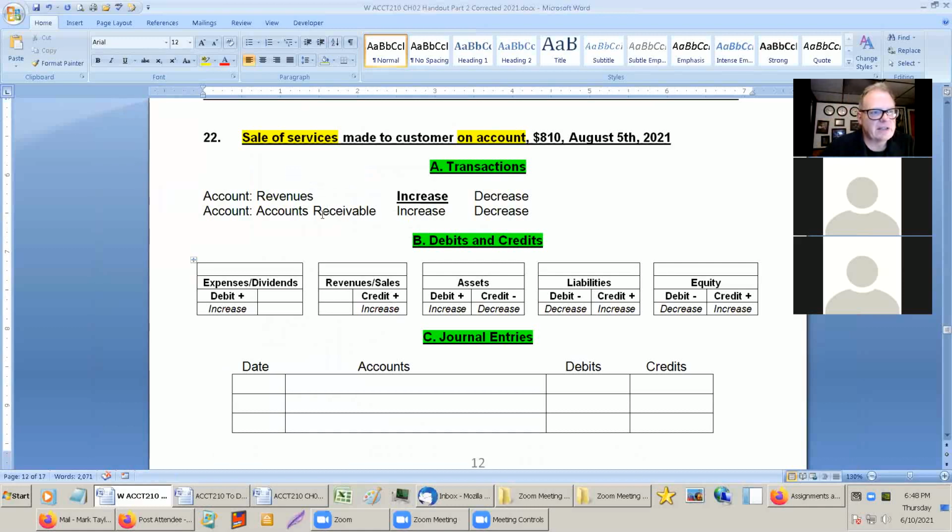Okay, yeah, so this is just like the last time. So accounts receivable is going up. They owe us now 810. Okay, revenue, always credits. Whatever goes on the other side, debit.